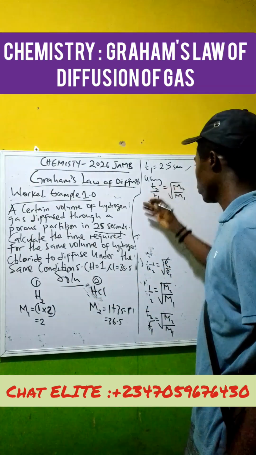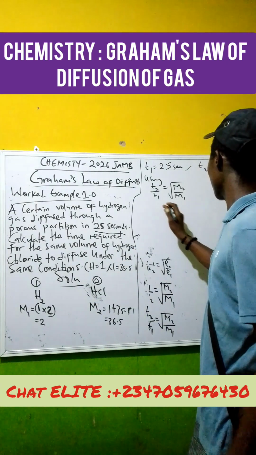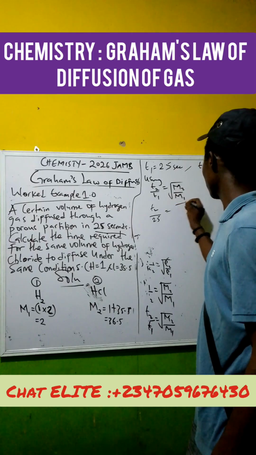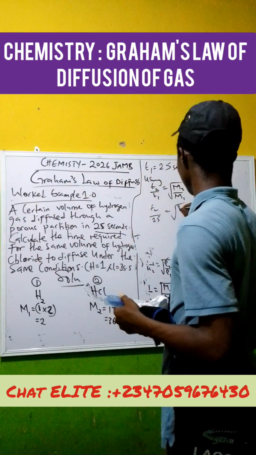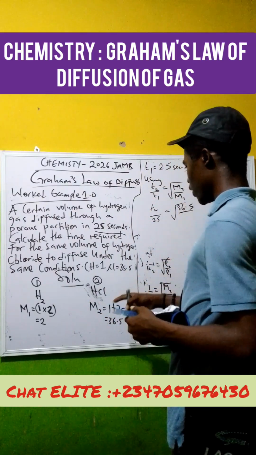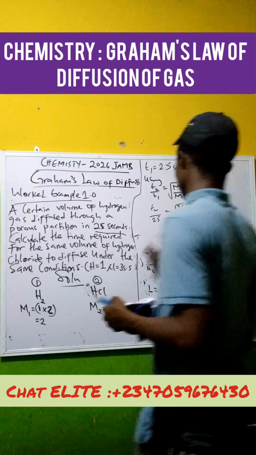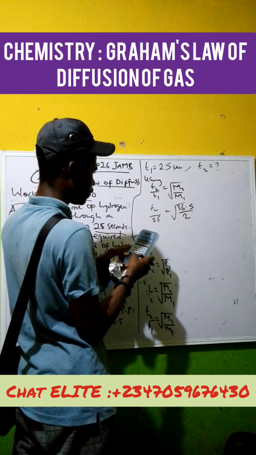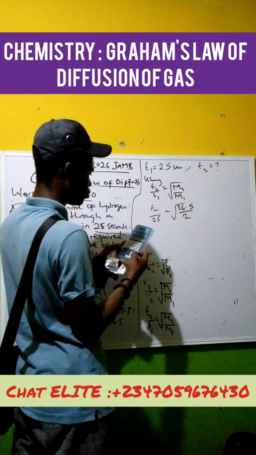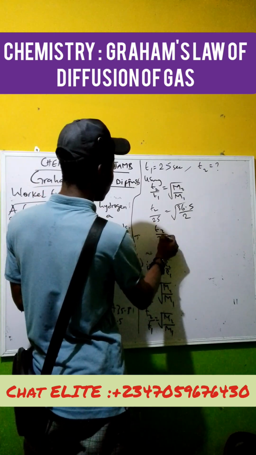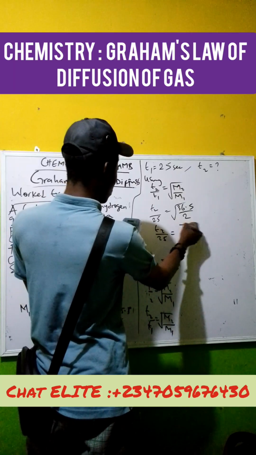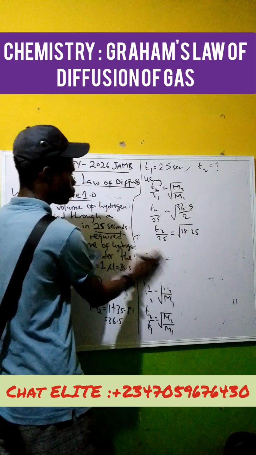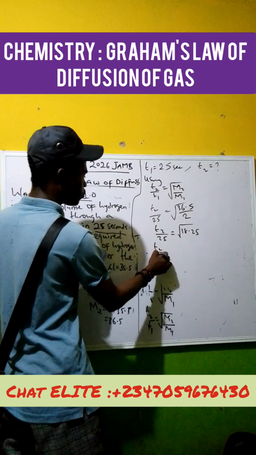So now, substituting the parameters we have here: T2 over 25 equals the square root of M2, 36.5, over M1, which is 2. So we now have 36.5 divided by 2. T2 over 25 equals the square root of 18.25.